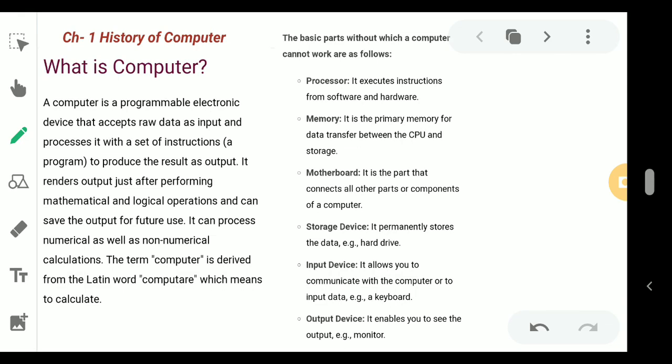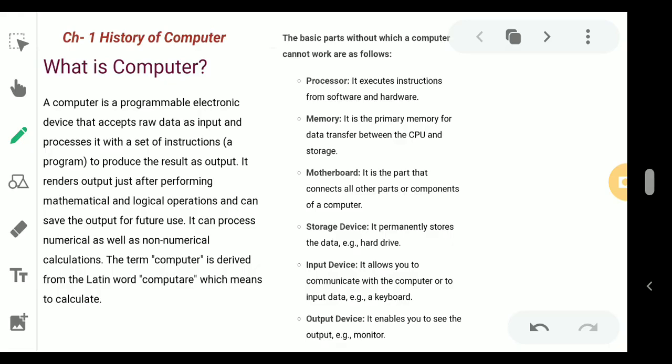We can program it. We have to do the programming also. So it is a programmable electronic device that accepts raw data as an input and processes it with a set of instructions to produce the result as an output. Actually, the term computer is derived from the Latin word compute, which means to calculate. So remember the few points: it is a programmable electronic device. It accepts the raw input, processes it, and then gives you the output as a result.